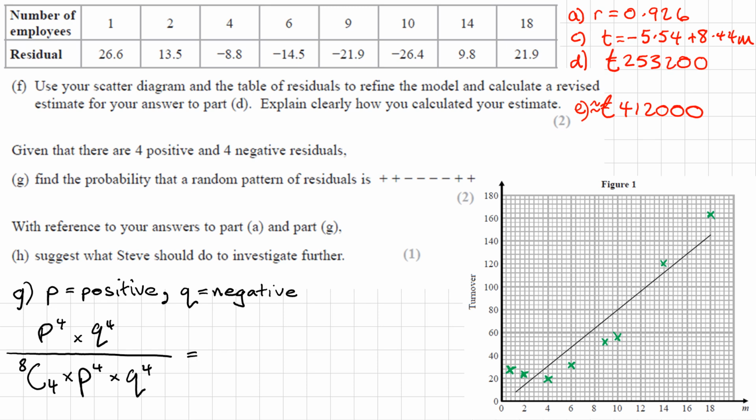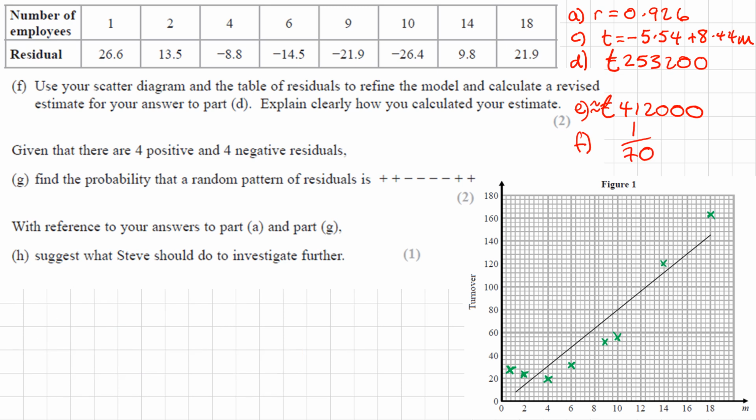Now you can see straight away that all of this P stuff cancels out, so we actually end up with just 1 over 8C4. So I'll calculate, and that's 1 over 70. So we actually didn't need the probabilities of P and Q because they cancel out. So part G, what we have is 1 over 70.